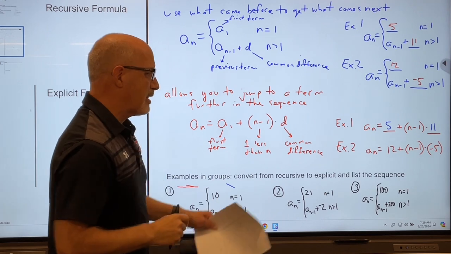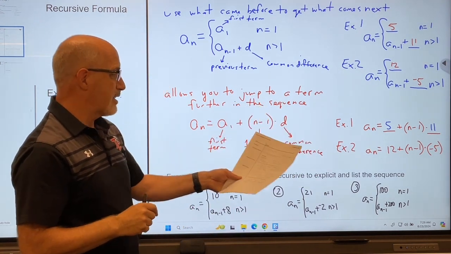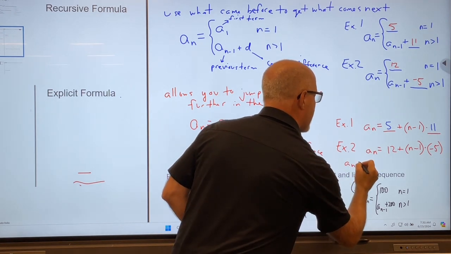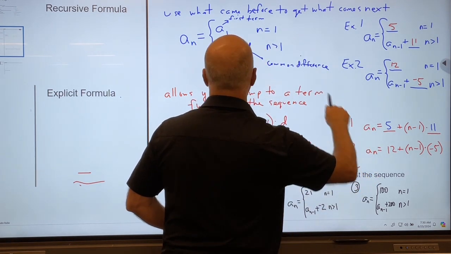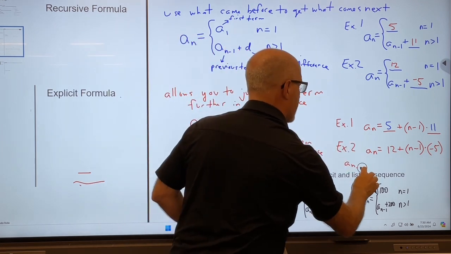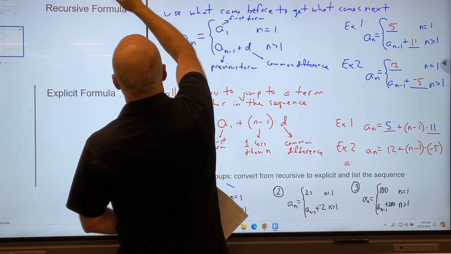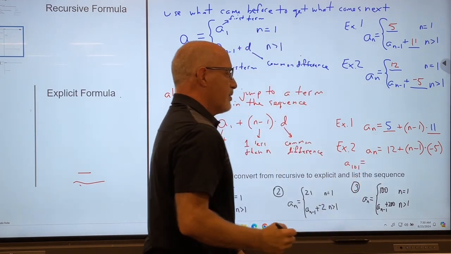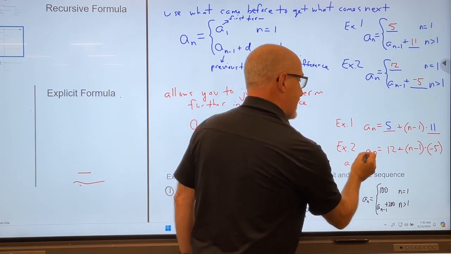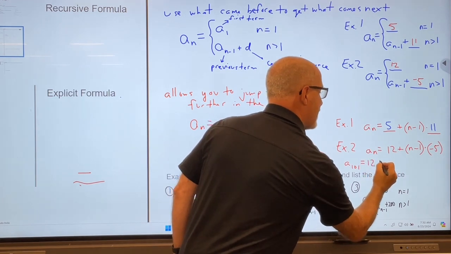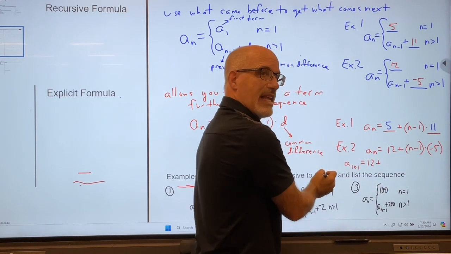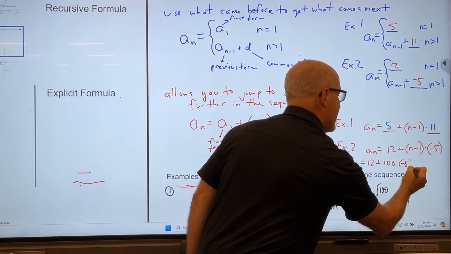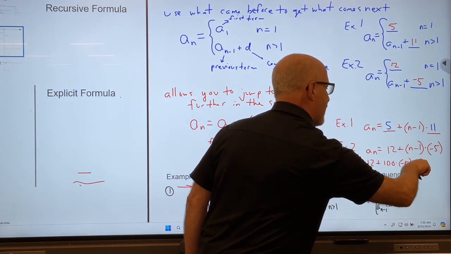Now what this allows me, let's use this as an example here. For example 2 here, what if I wanted to figure out what the 11th term is? So let's do a large one. Let's do the 101st term. Okay, so 101. So the 101st term, to get for this one, I'm going to take 12 plus 1 less than that number, so that's 100, times negative 5. Now that's not so hard to do once you've got that information.